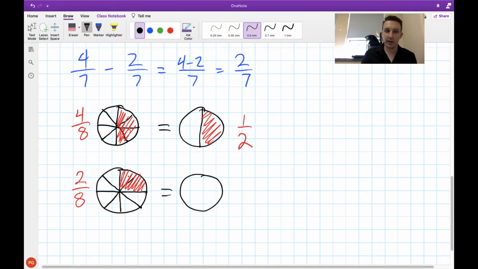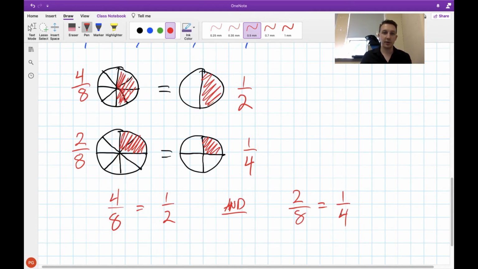For our second one here, this one looks a lot like if we just had 4 pieces and we just shade in this top corner here. That would be 1 over 4. And in fact, because the areas are the same, these fractions must be the same. So these fractions are equivalent.